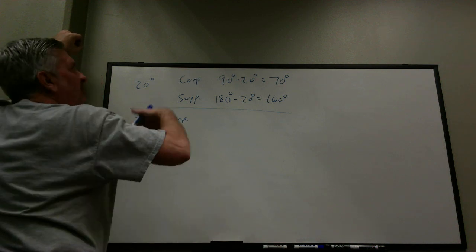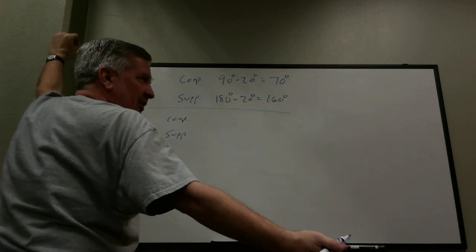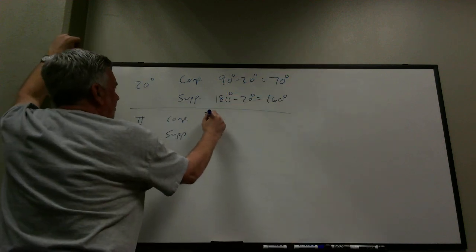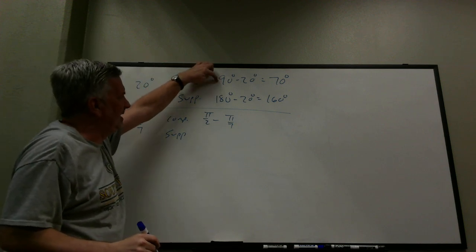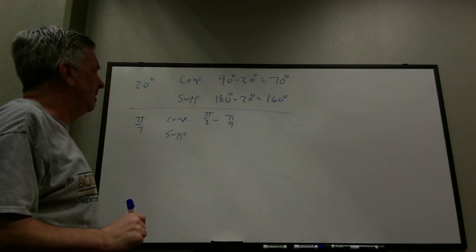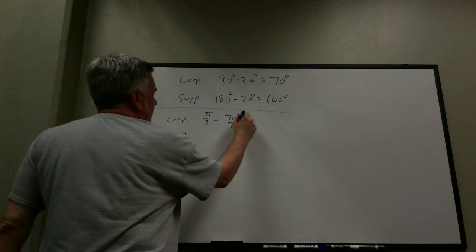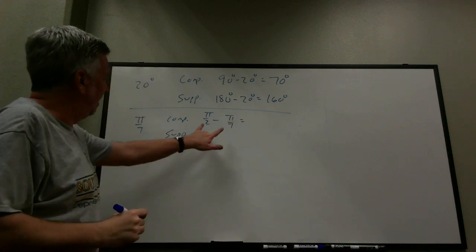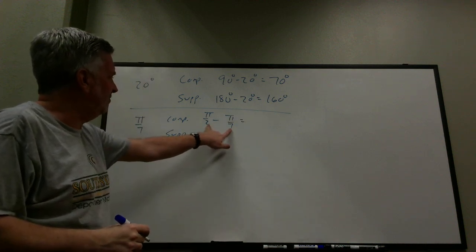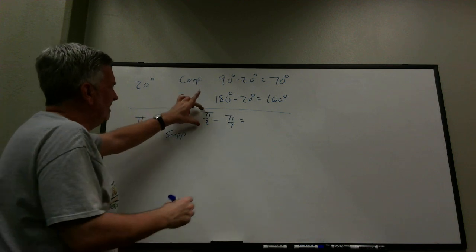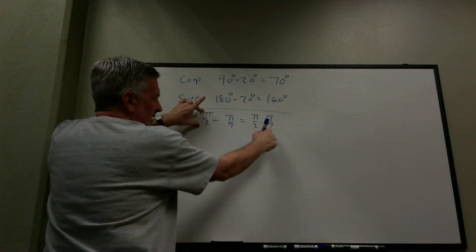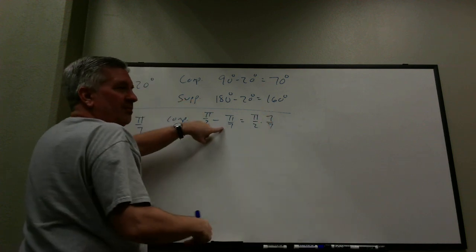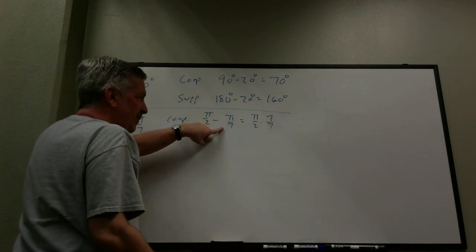Right? Pi over 7 plus what is going to give you pi over 2. So I need pi over 2 minus pi over 7. It's the exact same computation we did here, except we're in radians. Now we have to do some arithmetic here. We need a common denominator. The least common multiple of 2 and 7 is 14. So I need to multiply the first fraction by 7 over 7 to get the 14. I'm multiplying by 1, so I'm not changing the value, I'm just changing the appearance.